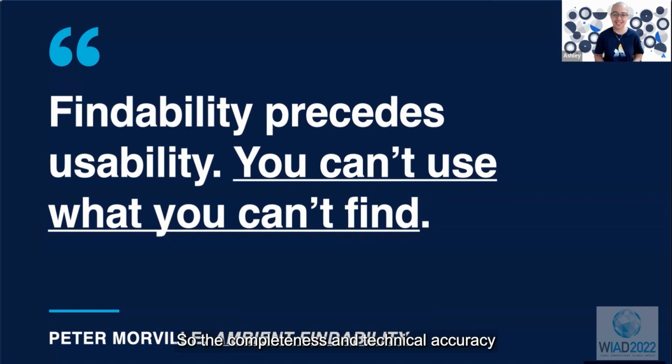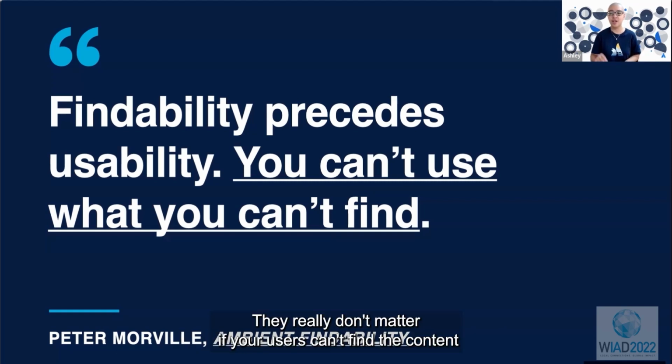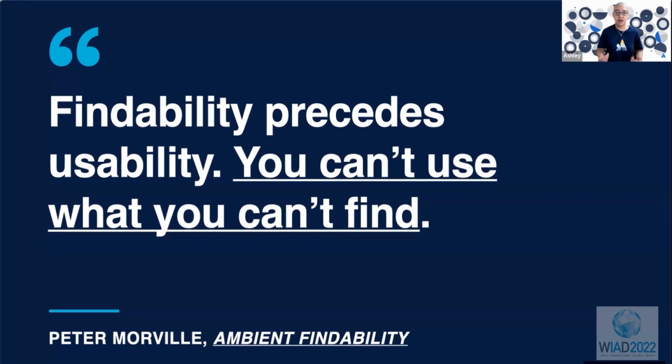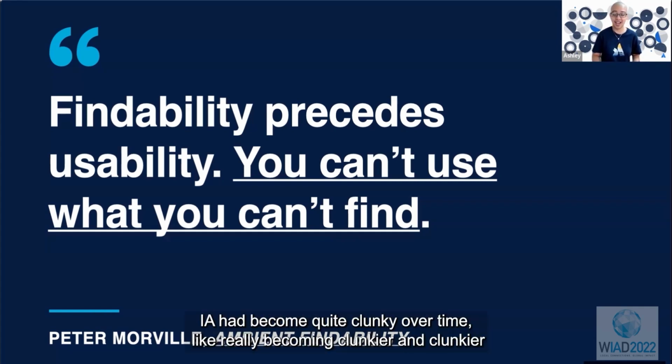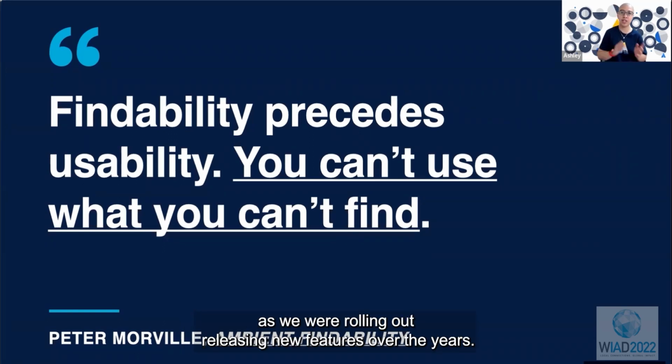So the completeness and technical accuracy of any content set, they don't matter. They really don't matter if your users can't find the content that they're looking for in the first place. The portfolio docs IA had become quite clunky over time, really becoming clunkier and clunkier as we were rolling out, releasing new features over the years.